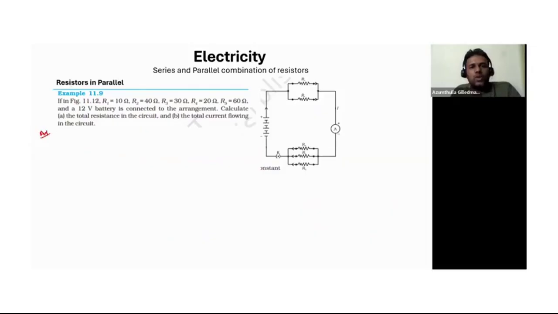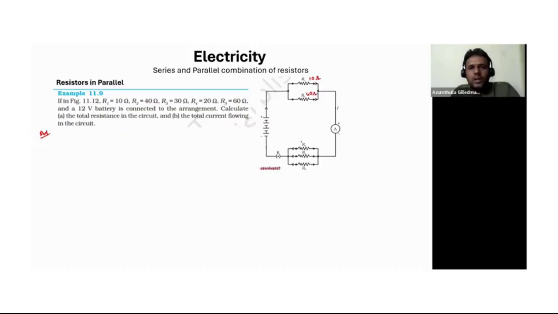Resistors in parallel. In this circuit here, R1 is 10 ohms. Then R2 is 40 ohms.